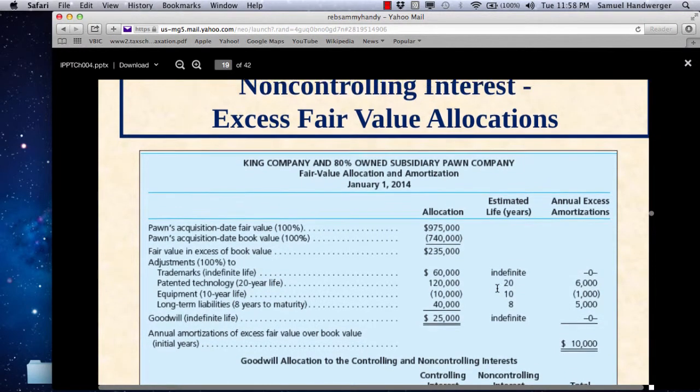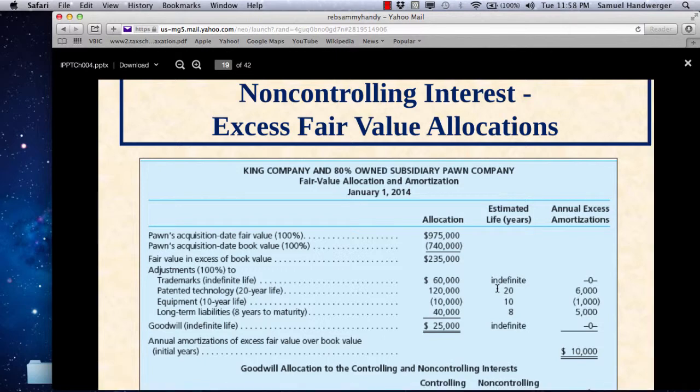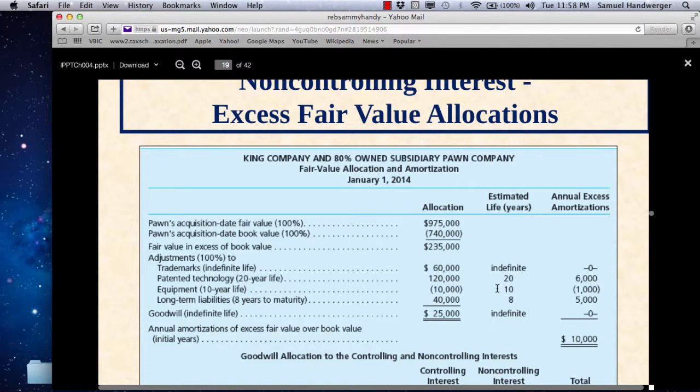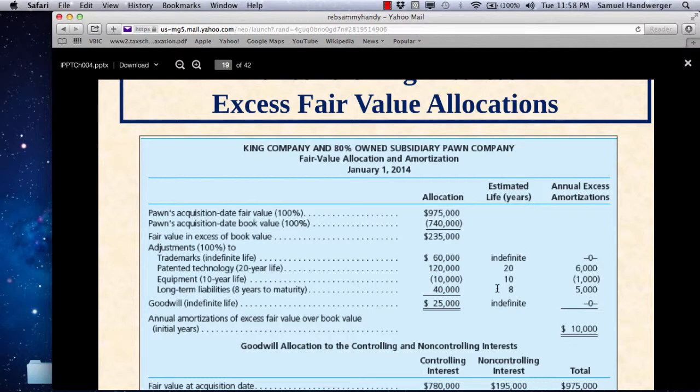Here are the facts presented to us showing the difference between the $975 value, the book value, and the explanation of the difference between the fair value and the book value in terms of identifiable net assets. We've got trademarks, patented technology, equipment, and some long-term liabilities, and so therefore we've got a difference of 235. Now this is interesting to look at and see how this works when we have long-term liabilities.